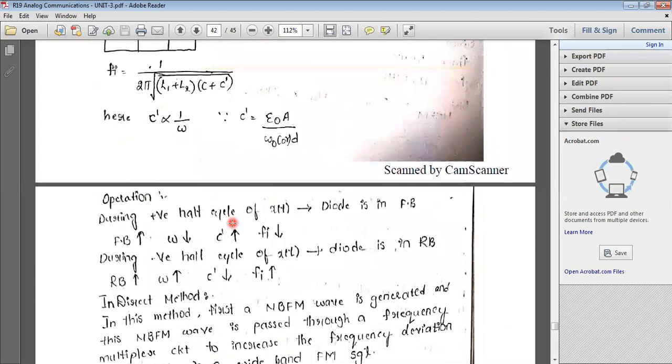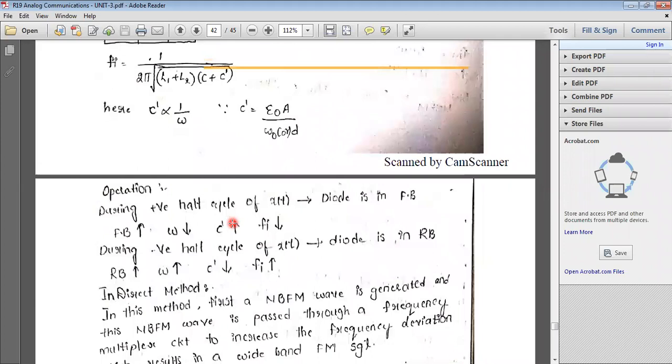In tomorrow's class we will go through the indirect method. In the indirect method we have the Armstrong method, and we will discuss that Armstrong method. That is a very important topic. Totally, FM generation and demodulation techniques, both topics are very important from the exam point of view.